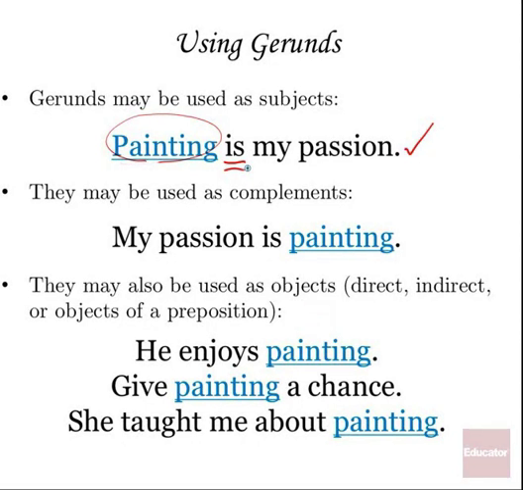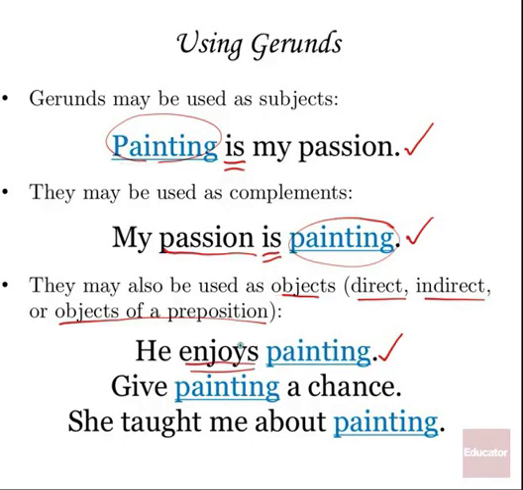So, just as in our first sentence we said painting is my passion, you could easily reverse it and say my passion is painting. Well, our subject is passion, our verb is, and our complement is painting. Once again, you could easily swap a noun in there and still have the sentence make sense. My passion is music. Gerunds may also be used as objects, direct, indirect, or objects of a preposition. Again, these are all things that nouns and pronouns can do and verbs can't. That's how you know they're gerunds. He enjoys painting. All right, there we have the direct object of the verb enjoys.